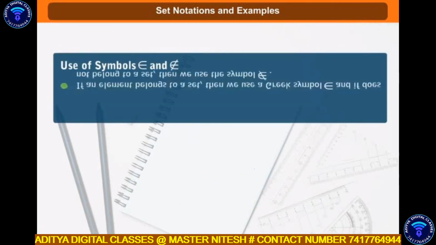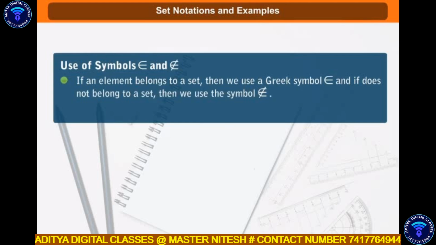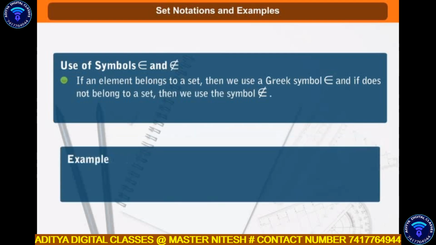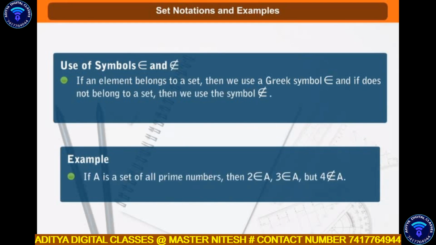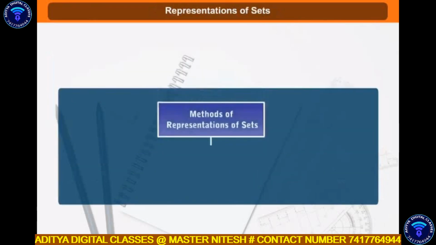Use of symbols. If an element belongs to a set, then we use a Greek symbol epsilon, and if it does not belong to a set, then we use the symbol epsilon cross. See this example. If A is a set of all prime numbers, then 2 belongs to A, 3 belongs to A, but 4 does not belong to A. Now let's see how we can represent a set.